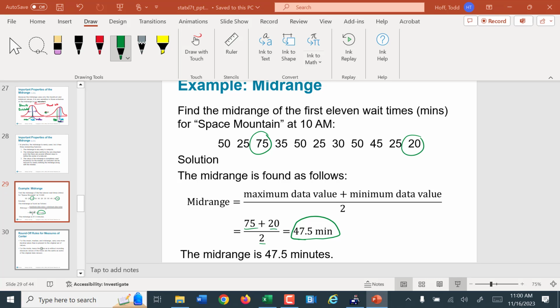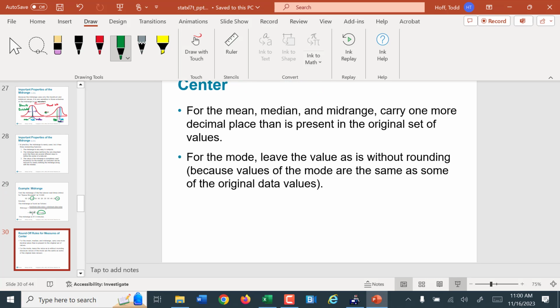When we are calculating measures of center, mean, median, mid-range, of course, mode doesn't have to be rounded at all. The mode is one of the data points. It's whatever one occurs most often, so there's nothing to calculate there. Mean, median, and mid-range should be one decimal place past the original set of data.